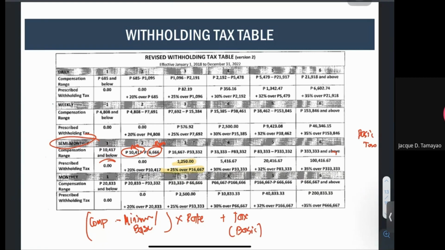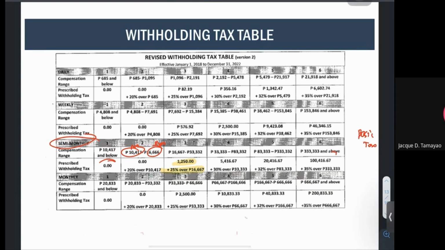Do you want to know how to get our basic tax? How did we get 1,250 here? How is this zero? This is zero because the total tax here is zero. This is 1,250 because the total tax here is 1,250. Whatever is the amount of our basic tax, that is the total tax from the previous bracket. Sir, how did we compute 1,250?